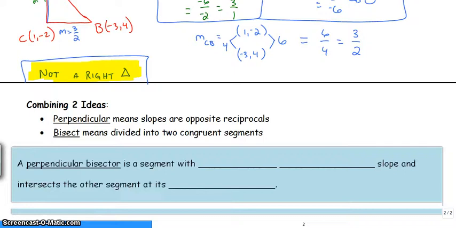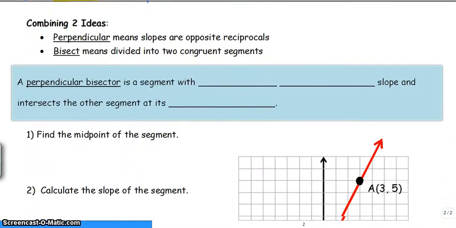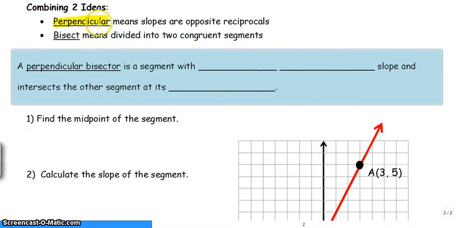Moving to the next problem, we're going to combine these ideas. The idea of being perpendicular, so opposite reciprocal slopes, and the idea of bisecting something. We talked about bisecting being dividing something into two congruent parts. In this case, we're going to be talking about segments. So when we bisect a segment, we divide it into two congruent segments. We're putting those together to come up with a perpendicular bisector.